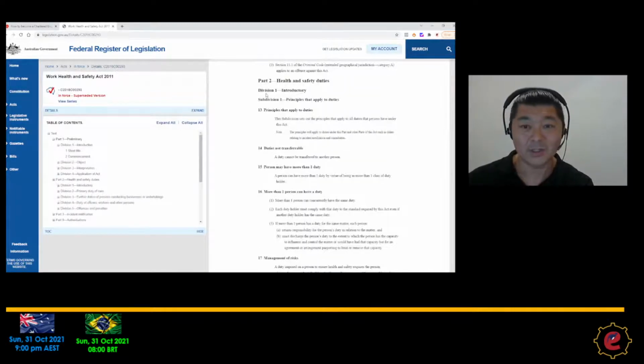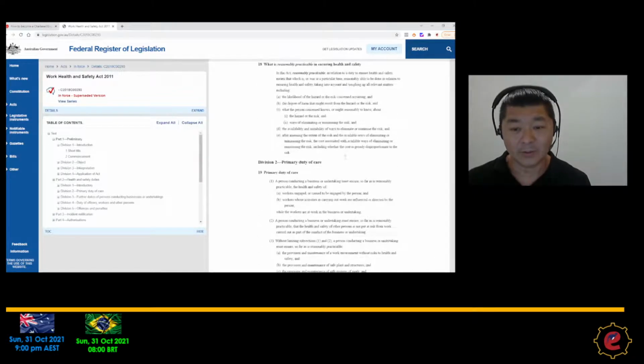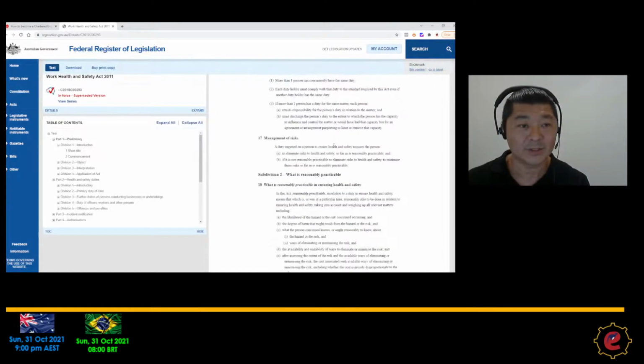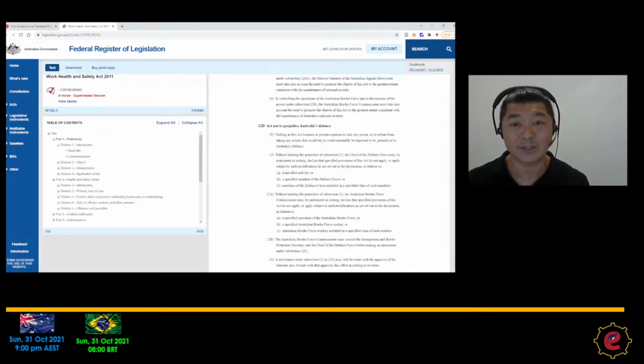So this one is a very important one. It's about health and safety duties. As an engineer working here in Australia, you obviously have duties in regards to health and safety. So very important, guys, and it's important for you to understand what your duties are, especially because a duty cannot be transferred to another person. So if you are responsible for something, you cannot transfer that responsibility to another person. And there will be other definitions there. So it's a very important legislation for you guys to read and to understand as well.